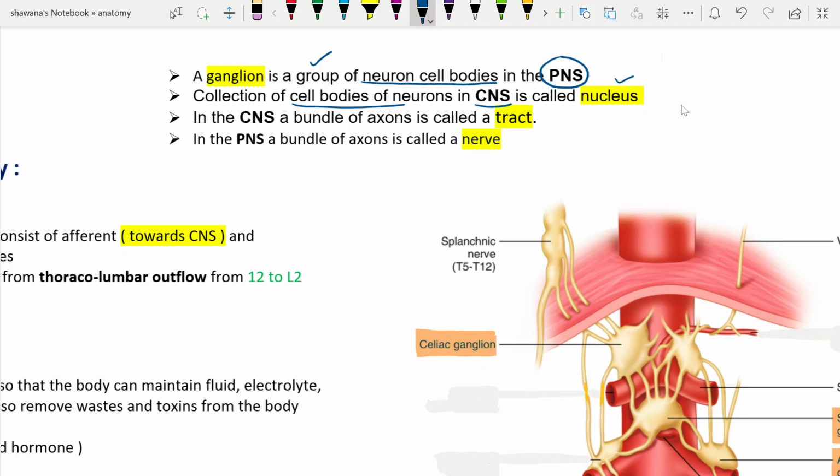And if there is a bundle of axons in the central nervous system, we call it a tract, like ascending tracts and descending tracts. The descending tracts are motor and the ascending tracts are sensory; I will cover them in separate videos. And if there is a bundle of axons in the peripheral nervous system, we call it a nerve, like cranial nerves and spinal nerves.